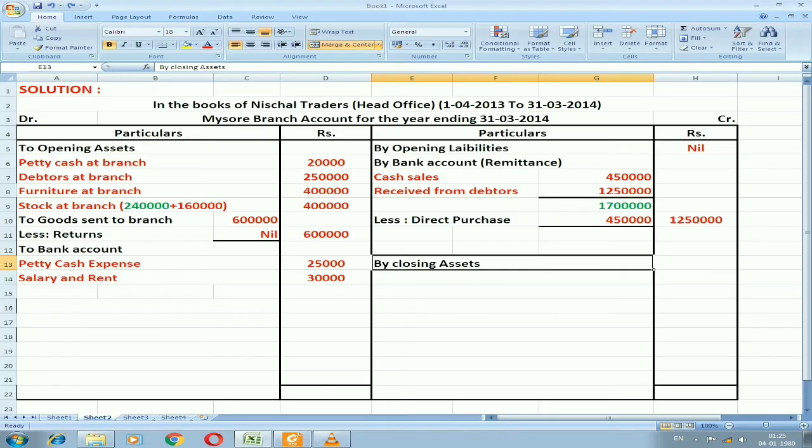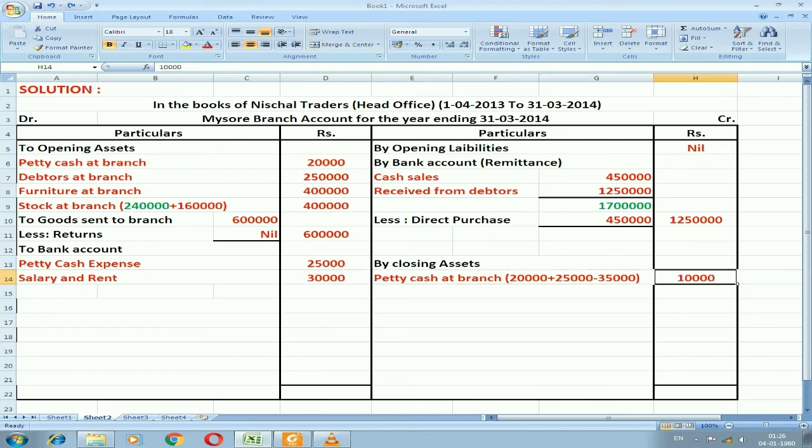So we had an opening balance of 20,000 on the opening day. Then we got cash from head office, that is 25,000, and we're going to add it. Then the branch manager has spent some money as petty expenses, that will be deducted. Totally we will get 10,000.